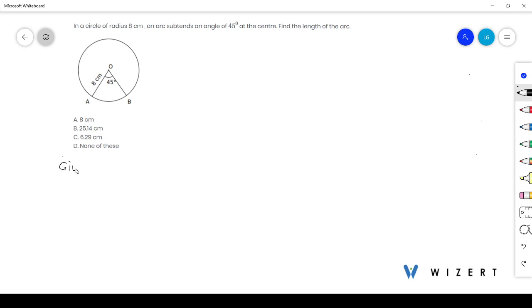Here we have given AB is a chord, then AXB is the major arc. Then OA equals OB, which means it is the radius, which is 8 cm as given.